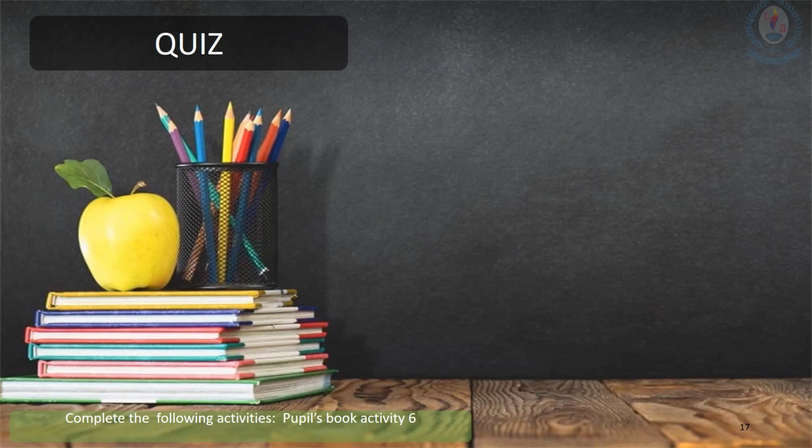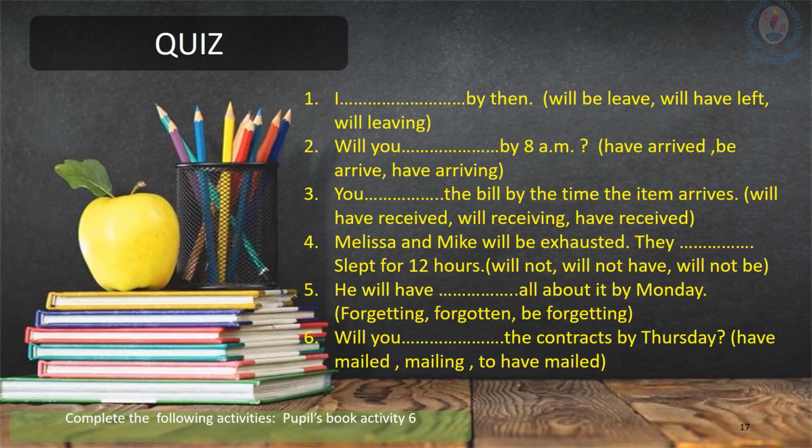So children, let's do this activity. First of all, read the sentences carefully. Then underline or write the correct answer. Read the sentences carefully and complete this activity, and also you have to complete all the activities in your PBS book and workbook.